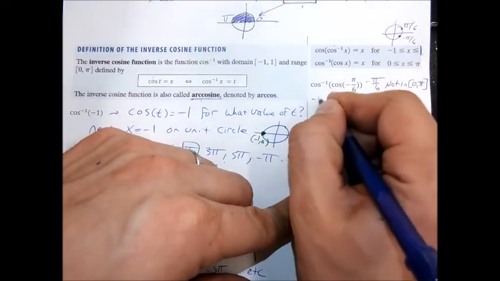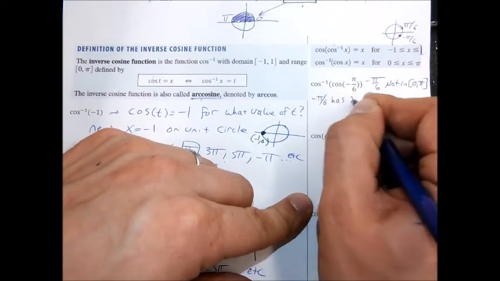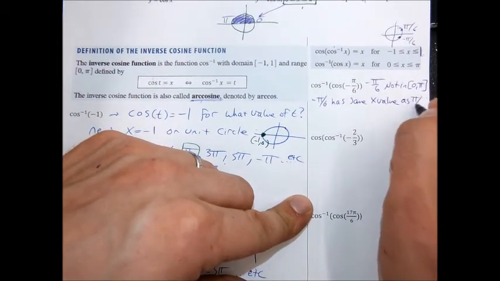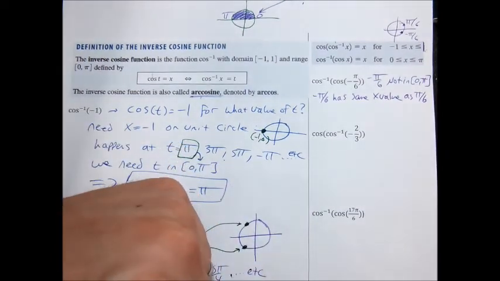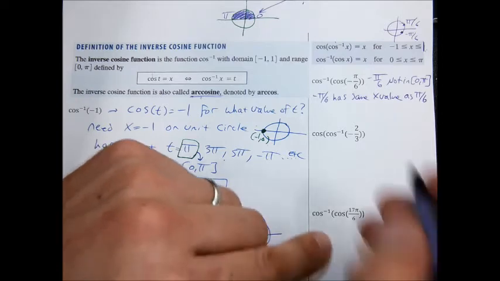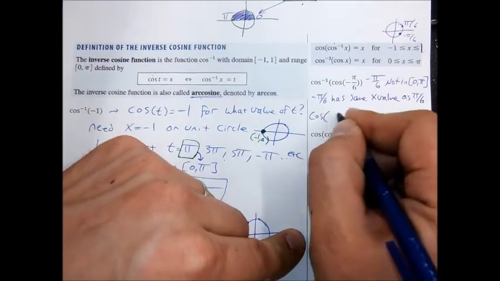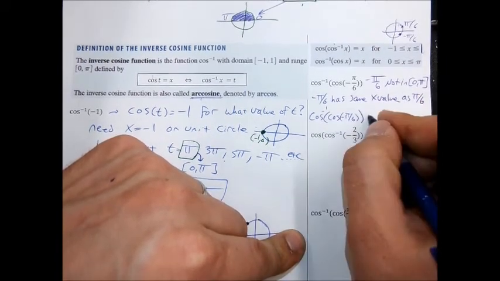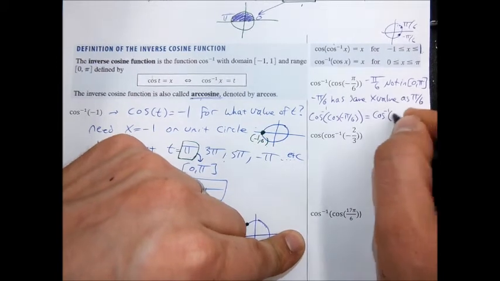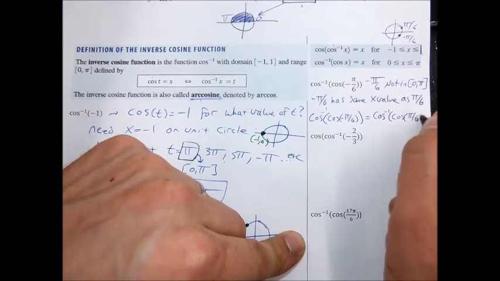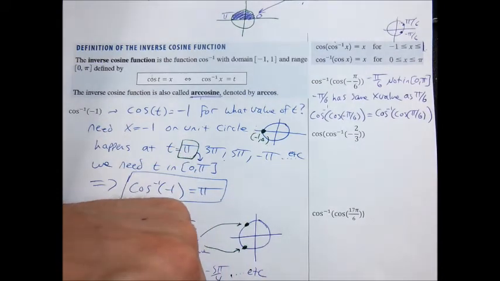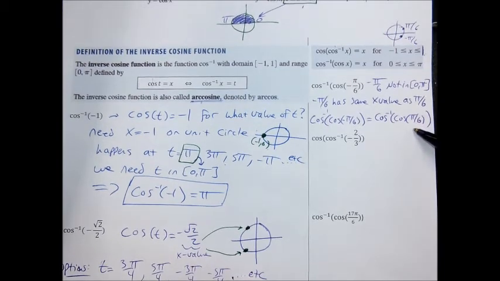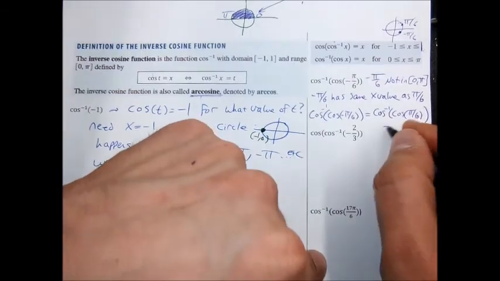And so let me write that down. Minus pi over 6 has the same x value as positive pi over 6. And so let's just replace minus pi over 6 with positive pi over 6. So our original problem, cosine inverse of cosine of negative pi over 6, is actually the exact same thing as cosine inverse of cosine of positive pi over 6, since pi over 6 and minus pi over 6 have the same x value. And now this is in the correct interval, and so we can just pop that right out, and that's our answer.